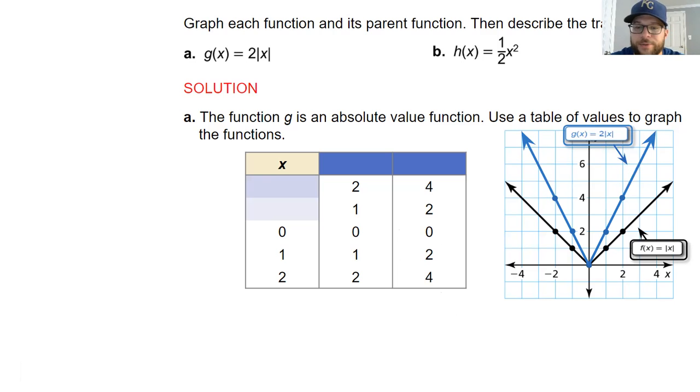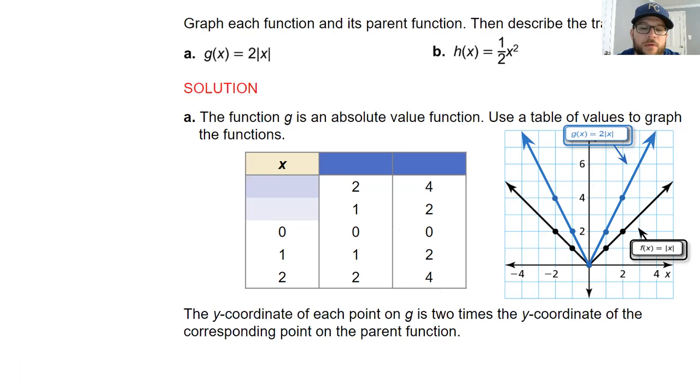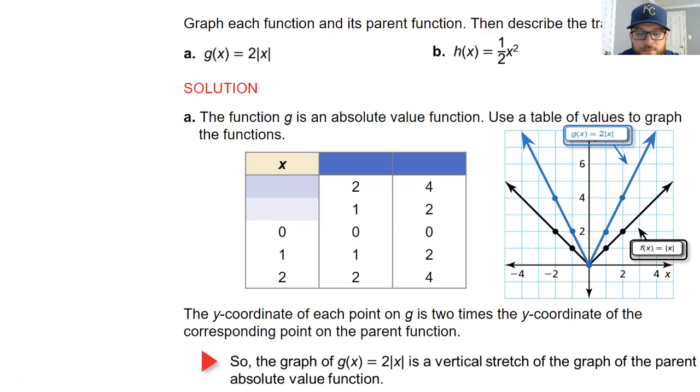Is that stretch? So the y-coordinate is 2 times the y-coordinate of the parent function. And again, we're talking about vertical stretches from the parent absolute value function.